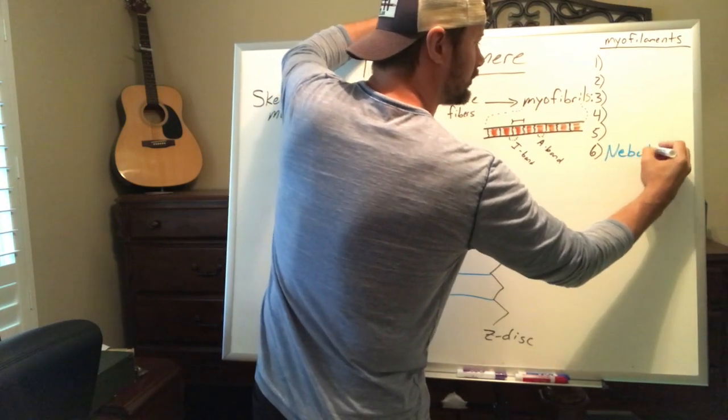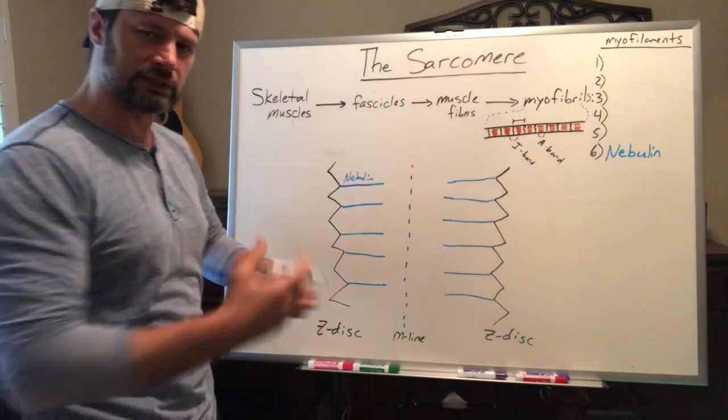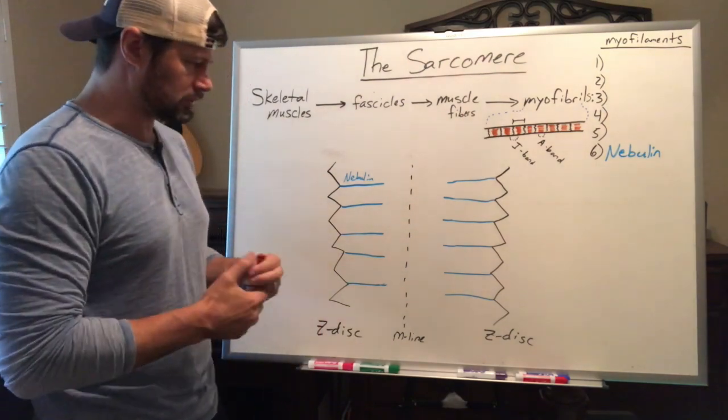Okay, this protein is going to be called nebulin, and we're going to put that in as our number 6, even though we're starting it with number 1, because why not? We do however we want to do. We can do what I want to do.